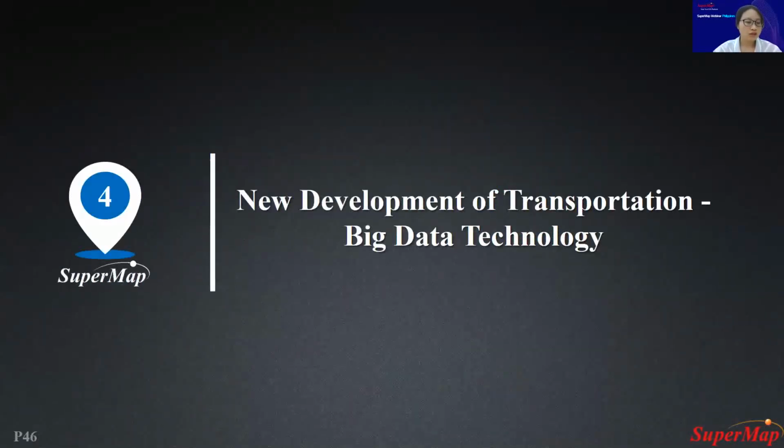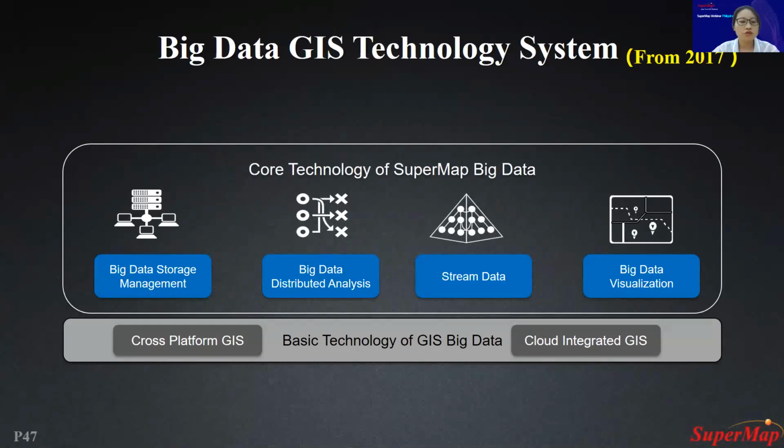Finally, let's take a look at the application of big data in traffic development. First of all, we need to briefly know what constitutes the big data GIS technology system. Cross-platform GIS and cloud GIS is the basic technology of big data GIS. The core technology of SuperMap big data is big data storage management, big data distributed analysis, stream data, and big data visualization.